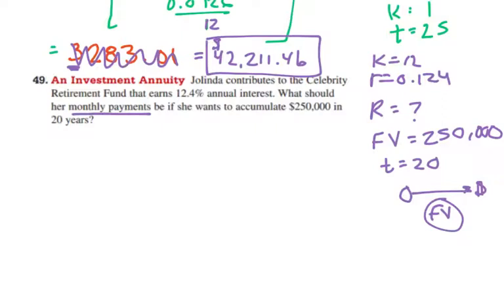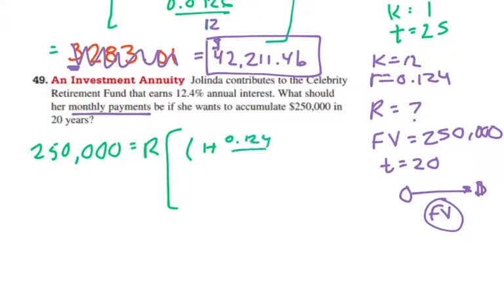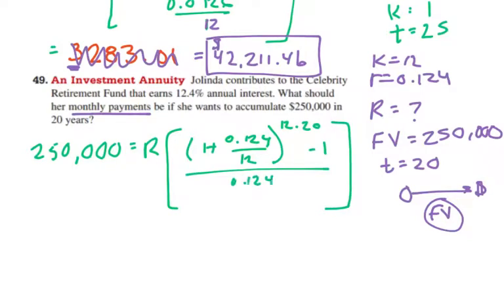So plugging in our future value of 250,000, that's going to equal the R value, which we don't know because she wants to find her monthly payment. And then we've got 1 plus the rate, which is 0.124 over 12, and then that's going to be to the 12 times 20. Eventually we'll subtract 1 and then have it divided by 0.124 over 12. Alright, so just like the last time, whatever this number is, we'll end up dividing it to this side as well.